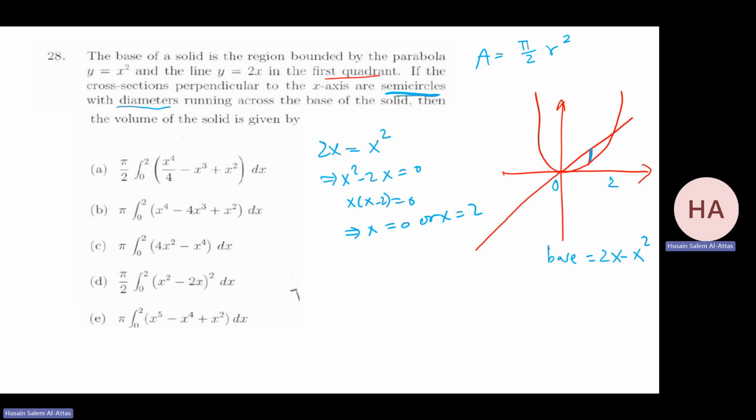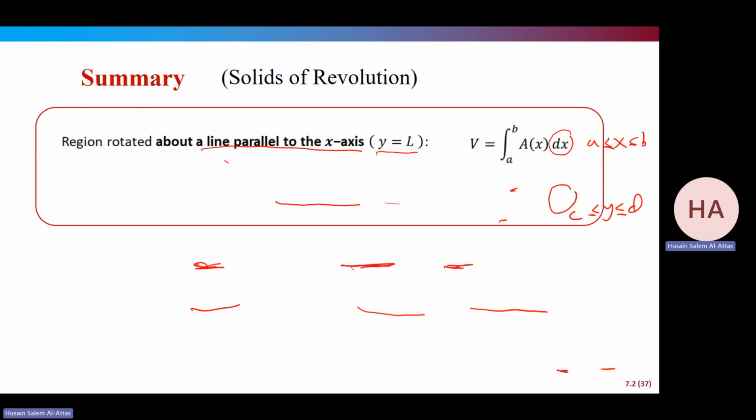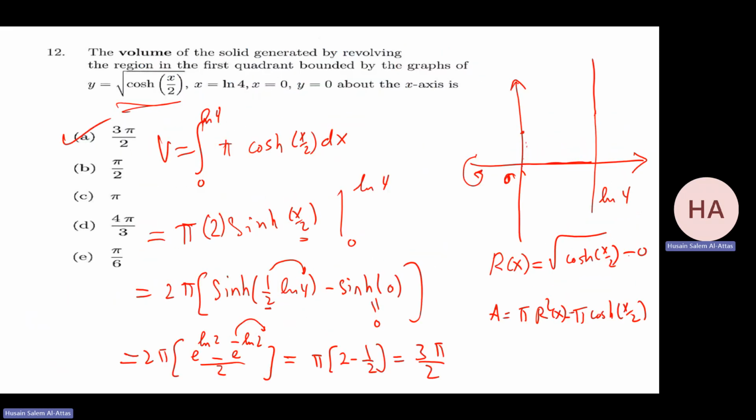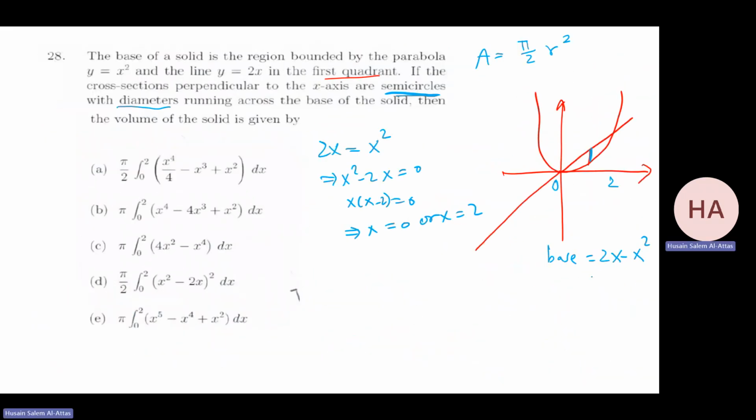And this is my base. Remember when I talk about the semicircle, I said the base is 2r because the base gives me the diameter. So it's 2r, not r. So this is equal to 2r, which implies r is what? r will be (2x minus x squared) over 2. So what will be the area? The area will be pi over 2 r squared, with r equal to (2x minus x squared) over 2, all squared.